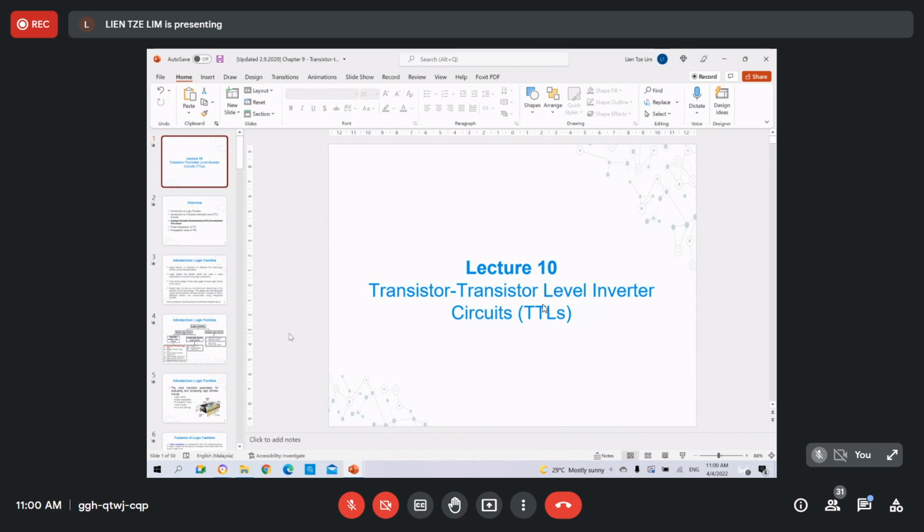The topic here, TTL circuit, stands for transistor level circuit. This is one of the logic circuits. Other than the CMOS logic circuit, there are other types of logic circuit. We call it a transistor level circuit. For this topic, I will cover the fundamental theory, with some formulas and calculations. Later you will know what the difference is.